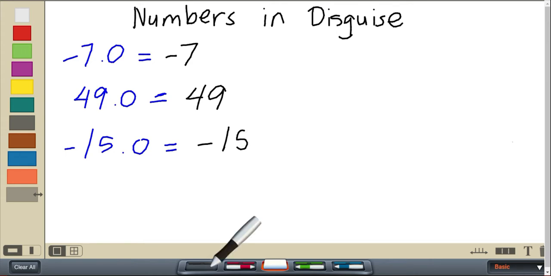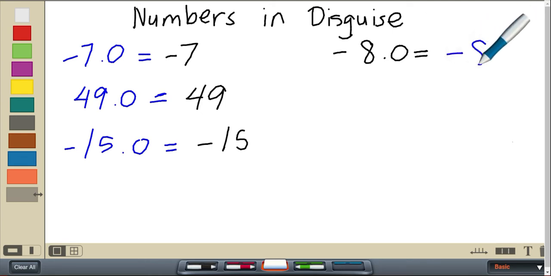So I have here another, negative 8.0. It's not a rational number just because it has a decimal and a 0 after the negative 8. It is actually just an integer because negative 8 and negative 8.0 are equal. They try to confuse you so that you will think harder, but you need to be careful whenever you solve your answer.